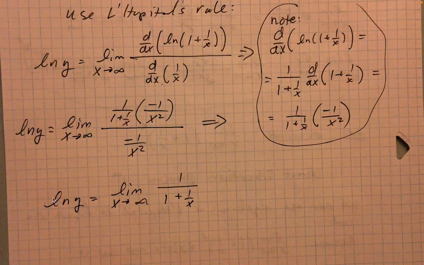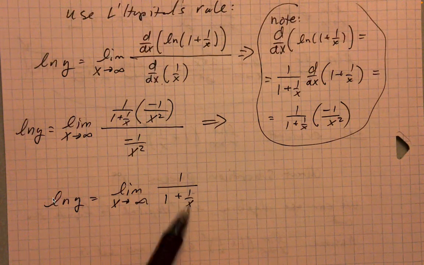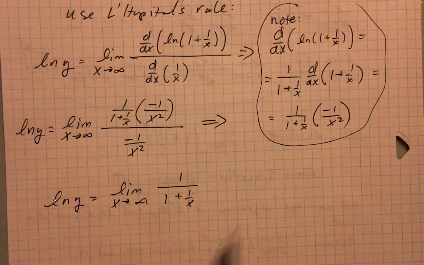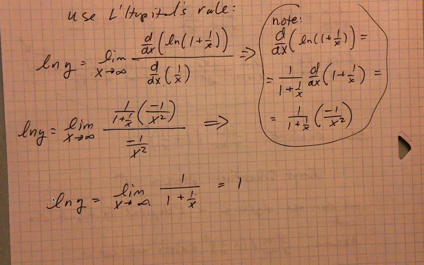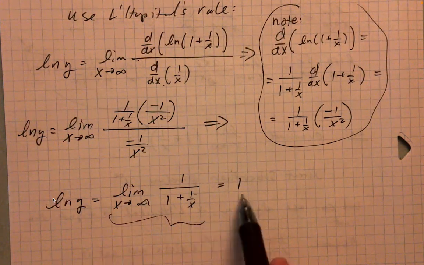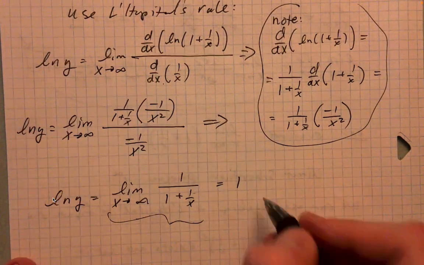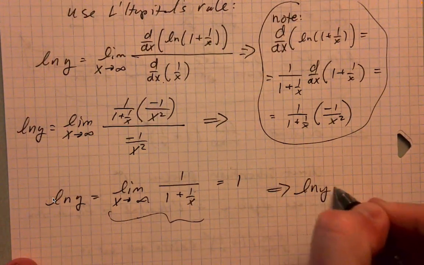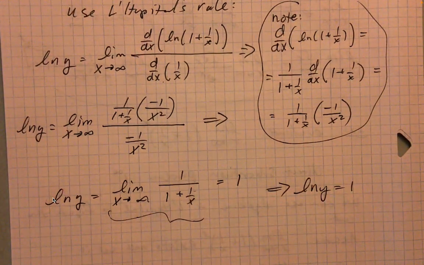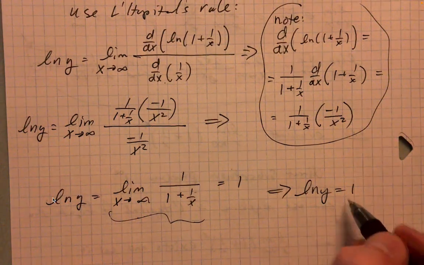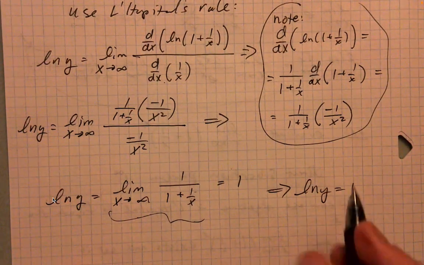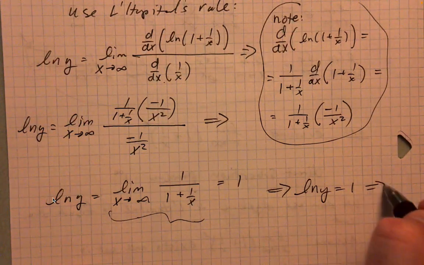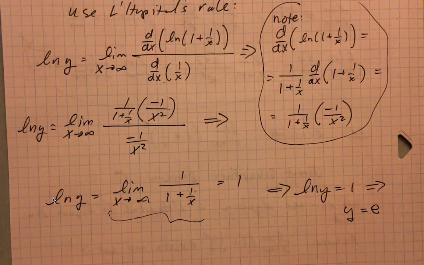Now what is that? Well, x is the only moving part here. So that means x is growing without bounds, so this is going to go to 0. So this part here is equal to 1, which obviously implies natural log of y is equal to 1. Now when is that true? When is the natural log of y equal to 1? Well, it's only true in one case, and that case is when y is equal to e. So natural log of y equals 1 implies y equals e.